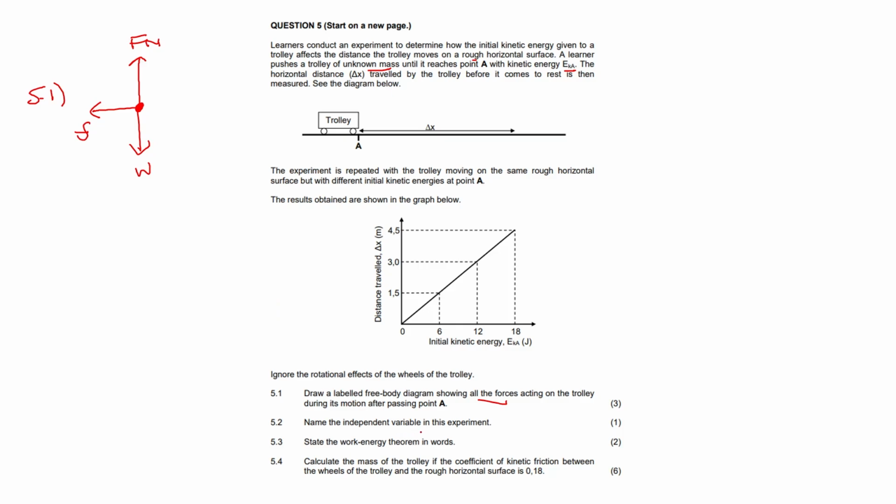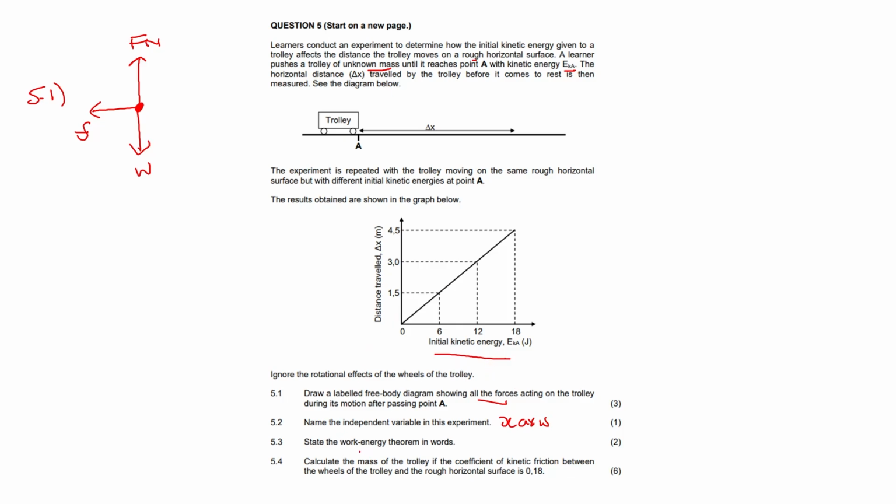5.3. Name the independent variable in this experiment. Remember, the independent variable is on the x-axis. And what is on the x-axis in this graph? That is the initial kinetic energy. So that would be your independent variable.